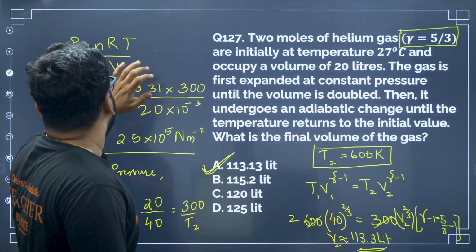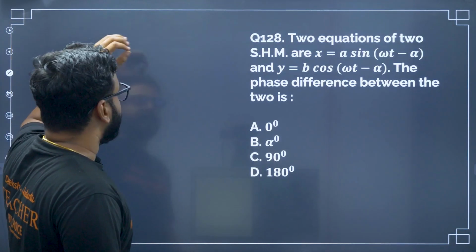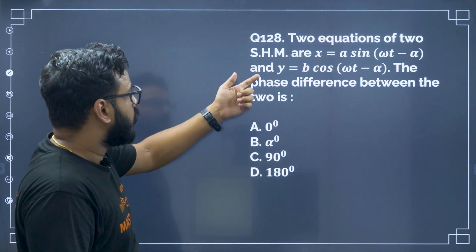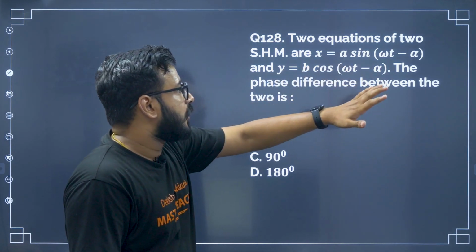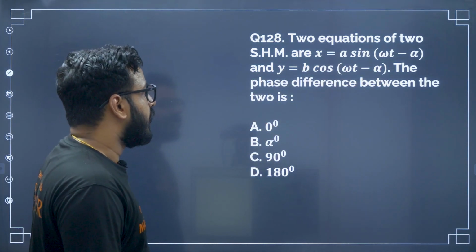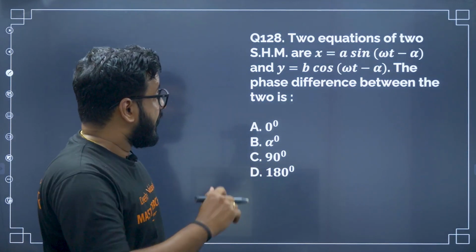All right, fine. After clearing a difficult question, let's go to the next question. It's a very simple question. Two equations of simple harmonic motion: A sin(omega t minus alpha) and B cos(omega t minus alpha). What is the phase difference between the two?